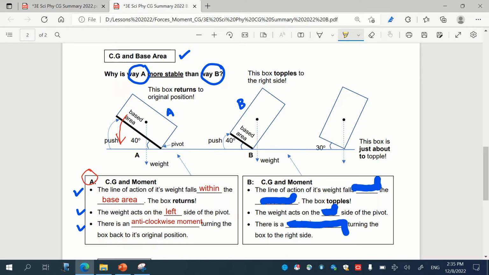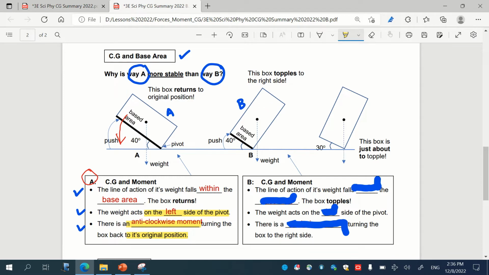If there's any point that is important, it is this anti-clockwise moment causing the box to return to its original position. So sometimes you are asked, will the box return to its original position? Yes. Why? Because the weight is acting on the left side of the pivot, and that causes an anti-clockwise moment to cause it to return back to its original position.